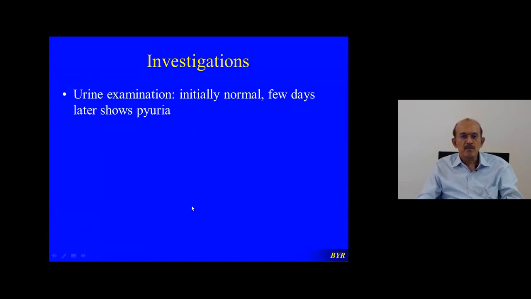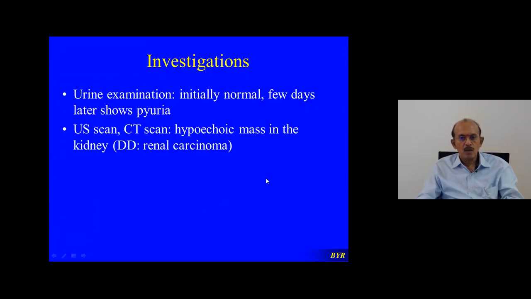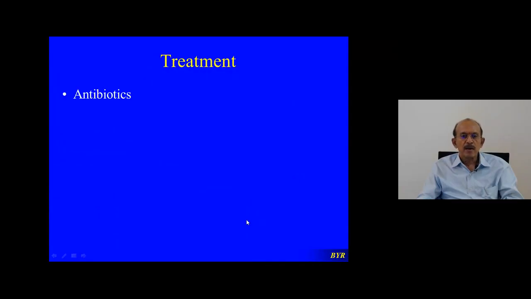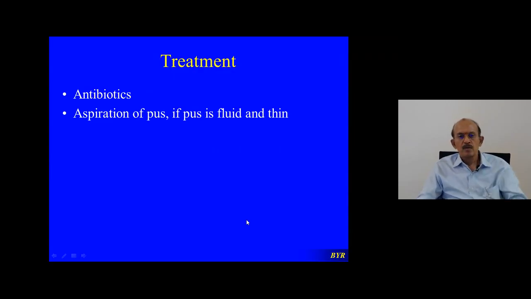Urine examination is initially normal, a few days later shows pyuria. Ultrasound scan and CT scan show a hypoechoic mass in the kidney. So whenever you see a solid mass lesion in the kidney, we have to differentiate it from renal carcinoma. Intravenous pyelography shows a space occupying lesion in the kidney causing displacement or stretching of the calyces. Treatment: antibiotics, aspiration of pus, if pus is fluid and thin.